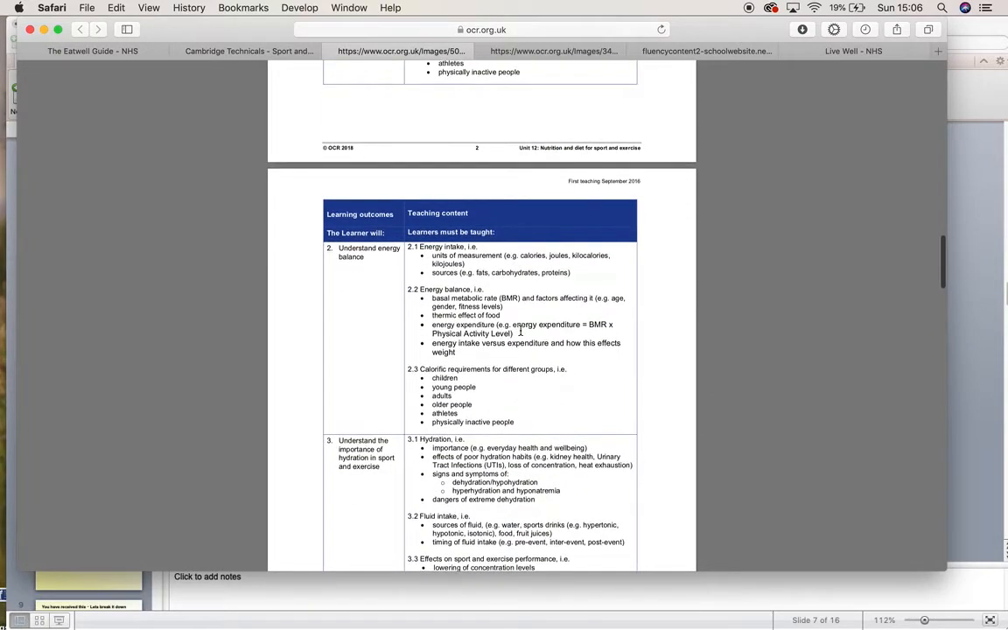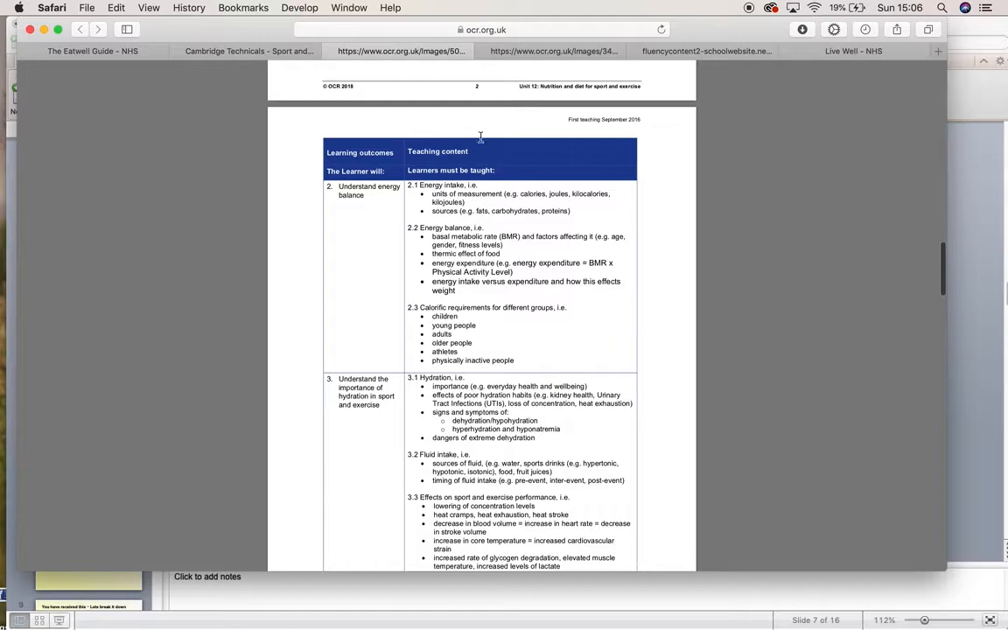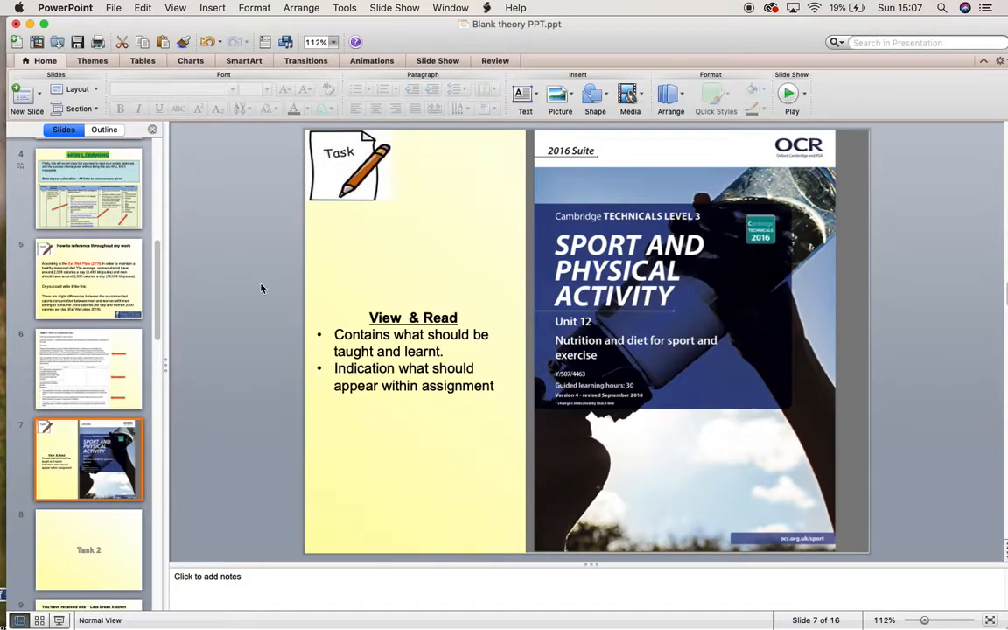And again, the same. There we go. There's unit 2, or LO2, sorry. The energy intake, units of measurement. So all of this is what you should be learning through those tasks that I've set. It's all there. You just need to put it together in order to create an assessed piece of work. All right, let's go back. I'm sure I'm taking enough time as it is.